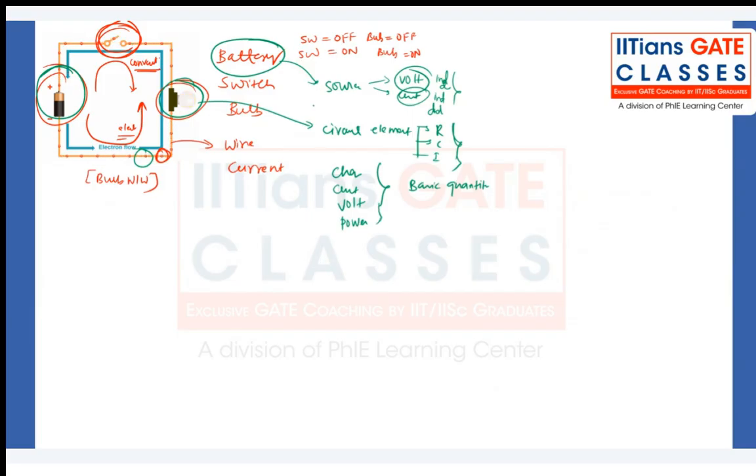So as a network engineer, the first thing you have to study is your source. The second thing is your circuit element: resistor, capacitor, inductor. And the third thing is your basic quantities such as charge, voltage, current, power, right? This may be in any order, because the circuit is there; I can first study R, but these three are mandatory. As a network engineer, you must know all these things.